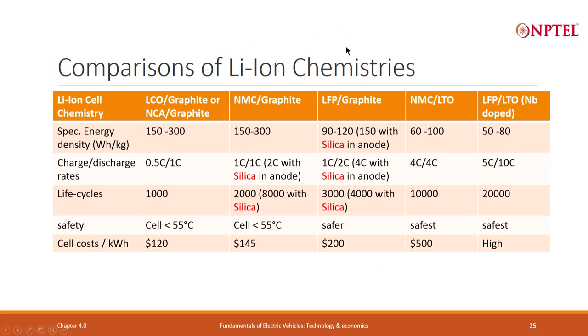If I look at NMC, NCA also, you can go to 300 watt hour per kg, whereas LFP is 120, 150. This is what determines everything. This also brings down the cost. You can charge and discharge at 0.5 C, 1 C. This one you can charge and discharge a little faster, 2 C.